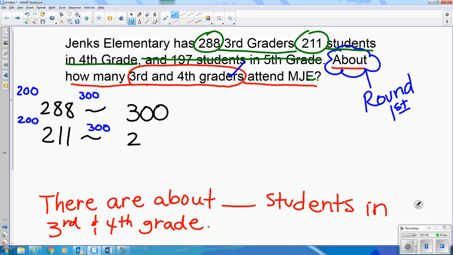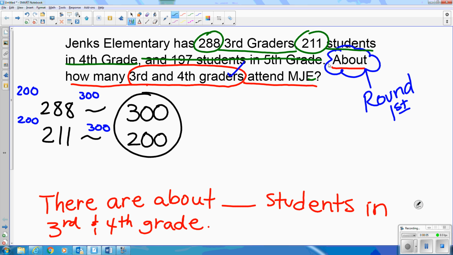Now, guys, look how friendly these numbers are. A lot more friendly than 288 and 211, right? Yeah. Okay, now let's go ahead and set up a bar model, because we're going to try to include all the things that we've been learning. Let's set up a bar model to show third graders and fourth graders. So tell me about the first bar. What should it look like?